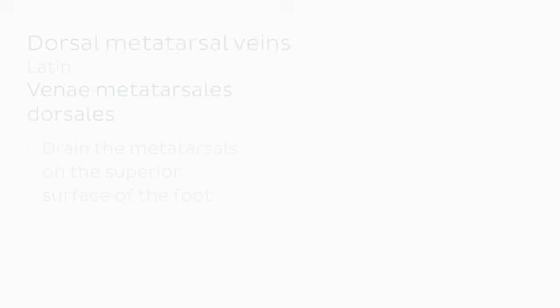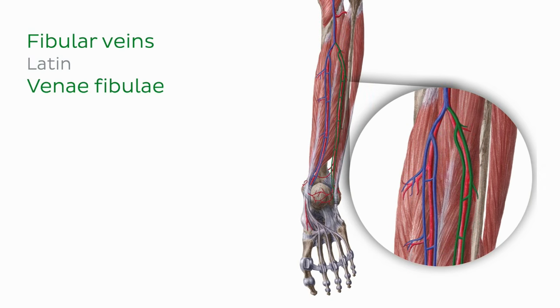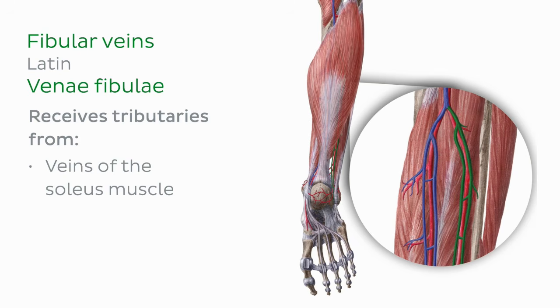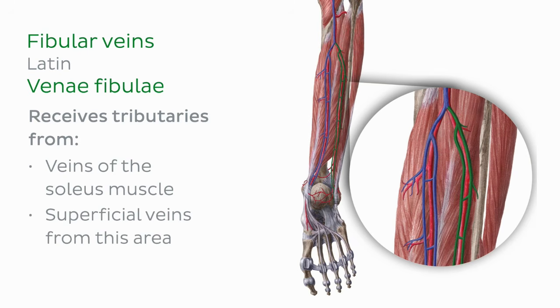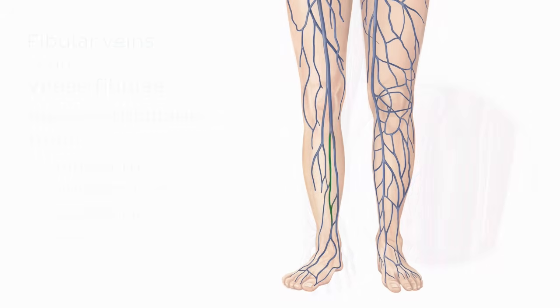The next veins we're going to be looking at are the fibular veins. And this is a paired vein that accompanies the fibular artery, which we can see here along the posterolateral region of the leg and medial to the posterior aspect of the fibula, which is this bone just here. And these veins receive tributaries from the veins that drain the soleus muscle on the back of the leg and from the superficial veins of this part of the body.